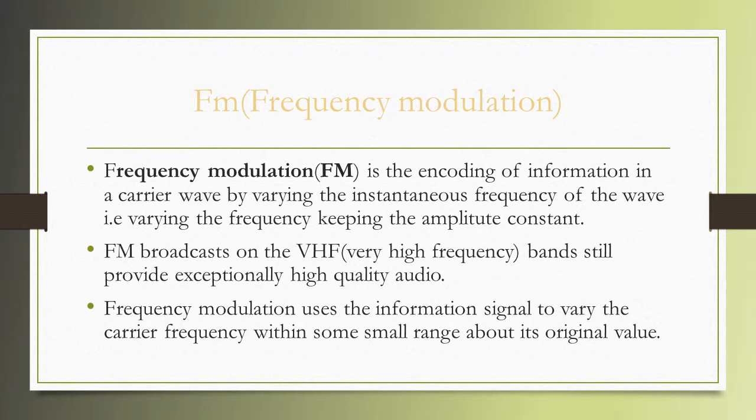Frequency modulation is the encoding of information in a carrier wave by varying the instantaneous frequency of the wave, that is, varying the frequency keeping the amplitude constant. FM broadcasts on the very high frequency bands still provide exceptionally high quality audio. Frequency modulation uses the information signal to vary the carrier frequency within some small range about its original value.